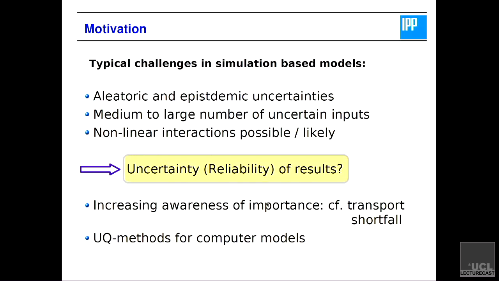This is a fairly generic slide. You could probably apply this to almost anything in uncertainty quantification. There are a range of uncertainties. We have a medium to large number of uncertain inputs, and we have nonlinear interactions between the inputs and the results. And that raises the issue of how good are the results we get from a particular simulation. If we can't quantify the results, then just giving a number is misleading and possibly dishonest. And so part of it is to try and give realistic uncertainties about the answers.